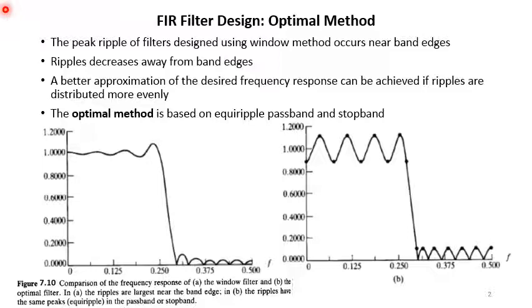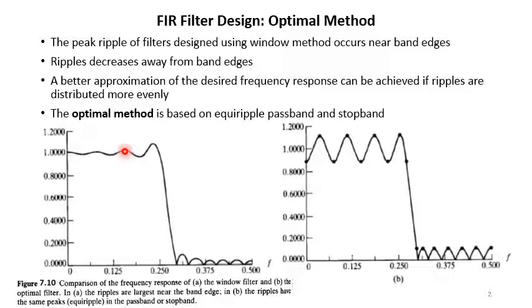in this lecture. We saw that the peak ripple of the filters designed using the window method occurs near the band edges. Like these are the band edges, so here we have peak ripples. Similarly here we also have peak ripples, and we can observe that the ripple decreases away from the band edges. Like you can see we have ripples with smaller amplitude here, and also here. Now a better approximation of the desired frequency response can be achieved if ripples are distributed more evenly. You can observe here they are not distributed evenly.